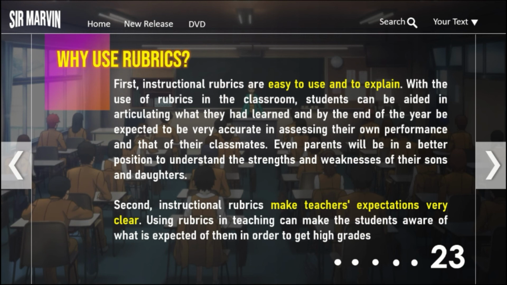Second, instructional rubrics make teachers' expectations very clear. Using rubrics in teaching can make the students aware of what is expected of them in order to get high grades. That's why, kapag magbibigay kayo later on ng performance task sa mga students, laging huwag niyong kalimutang ibigay yung rubrics. Okay? Lagi niyong i-explain sa kanila yung rubrics para later on, hindi sila mag-question kung bakit mababa yung score nila or yung nakuha nilang grade. Okay? That's why, very important na sa una pa lang, dapat yung pagkaka-explain mo sa mga students ay very clear na about dun sa iyong rubrics na gagamitin.